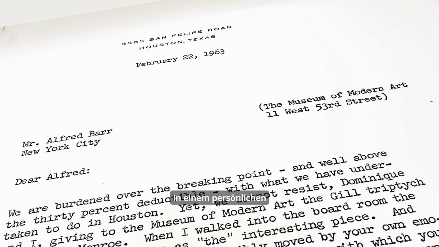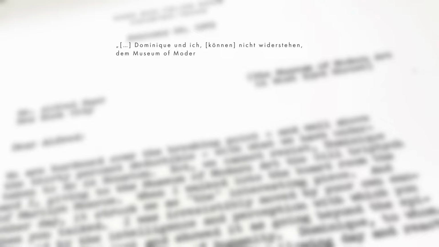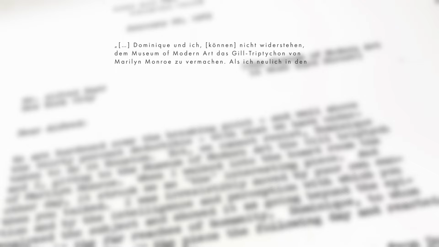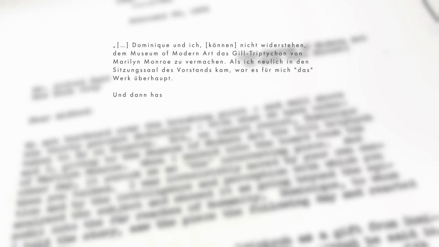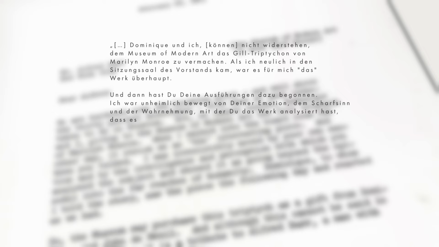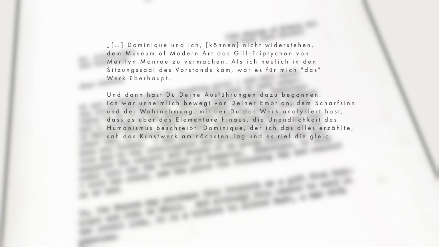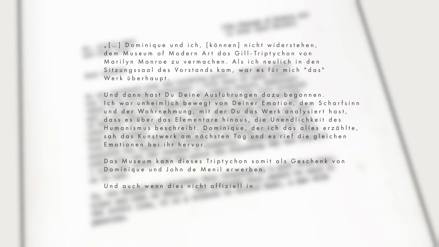In a personal letter to Barr in February 1963, John de Menil described his emotions as follows. "Dominique and I cannot resist giving to the Museum of Modern Art the Gill triptych of Marilyn Monroe. When I walked into the boardroom the other day, it struck me as the interesting piece. And then you talked. I was irresistibly moved by your own emotion and by the intelligence and perception with which you analyzed the subject and showed it as going beyond the episodic into the far reaches of humanity. Dominique, to whom I told the story, saw the piece the following day and reacted as we had. So, the museum may purchase this triptych as a gift from Dominique and John de Menil. And although this cannot be said in the credit line, it is a tribute to Alfred Barr, a man with passions."